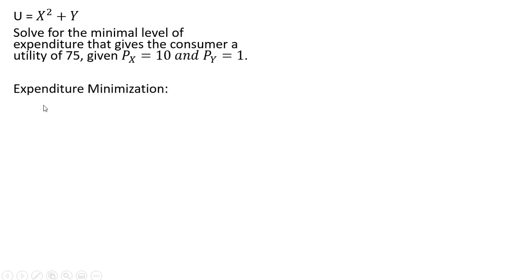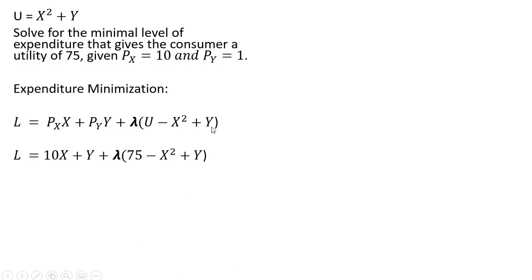Setting up the Lagrangian, here we are trying to minimize the expenditures. The price of good X times X is the expenditure on good X. The price of good Y times units of good Y is the amount of expenditure on good Y. And then it's subject to the constraint where we want to get at least 75 units of utility. So we make our substitutions for the prices and utility.